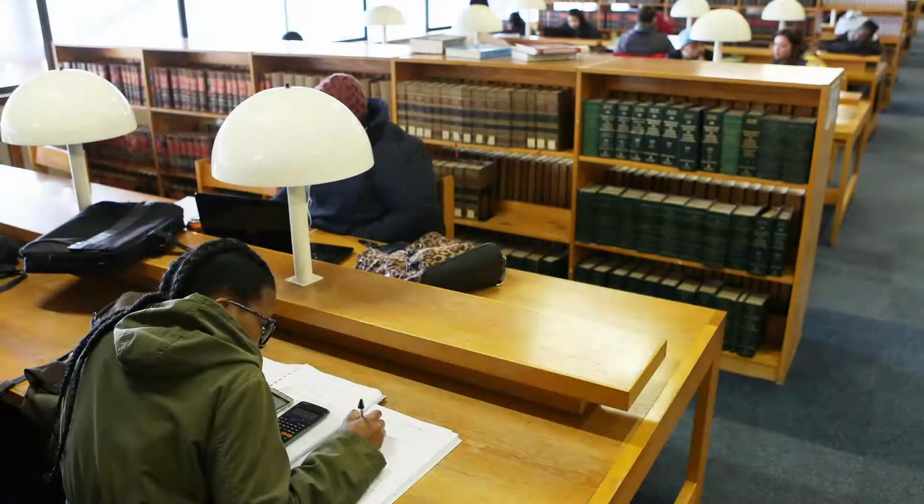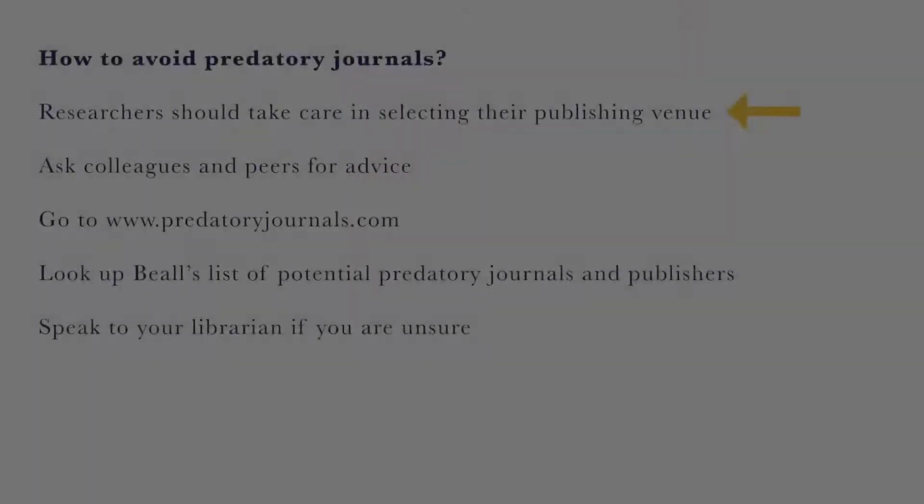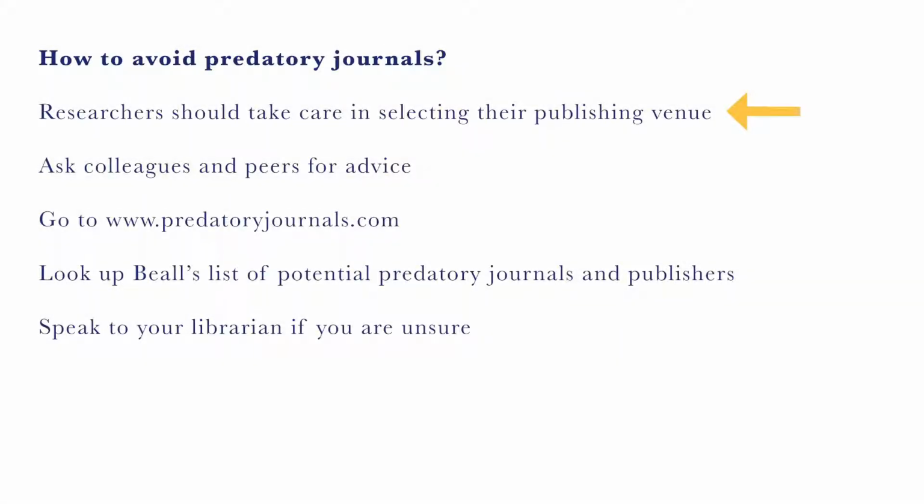After spending a significant amount of time and resources on research and developing a publication, researchers should take great care in selecting their publishing venue, as this could impact on how the publication is received. While colleagues and peers can provide good advice in selecting a journal, your librarian can also provide advice on selecting a publishing venue. Articles and lists that help identify predatory journals and publishers are available online. These include predatoryjournals.com and Beall's list of potential predatory journals and publishers.